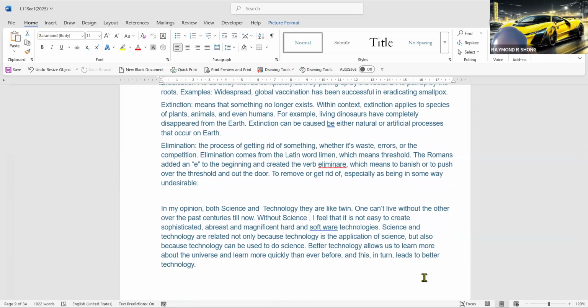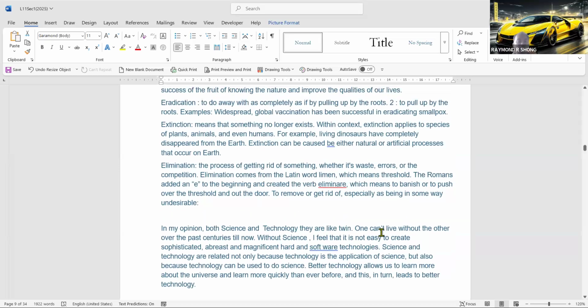Science and technologies are related not only because technology is the application of science, but also because technology can be used to do science. You realize that, huh? Better technologies allow us to learn more about the universe, obviously, and learn more quickly than ever before. Without doubt, we are using Zoom. And this in turn leads to better technology. Now, before you go on to these three, Uncle Raymond will select my E.